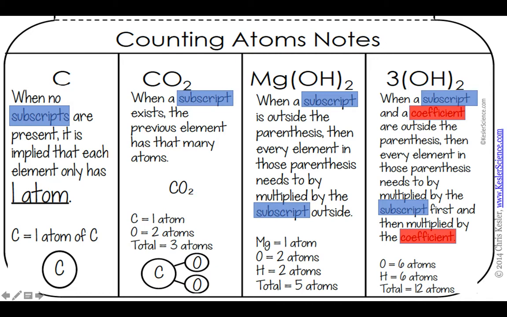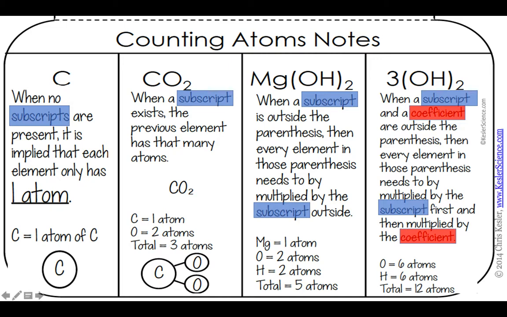Then lastly, we have 3 hydroxides. So it says when a subscript and a coefficient are outside the parentheses, then every element in the parentheses needs to be multiplied by the subscript first and then by the coefficient.